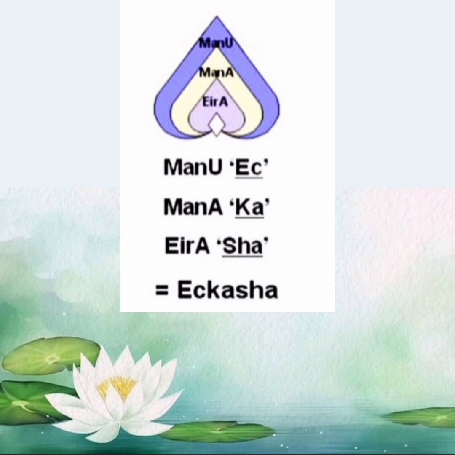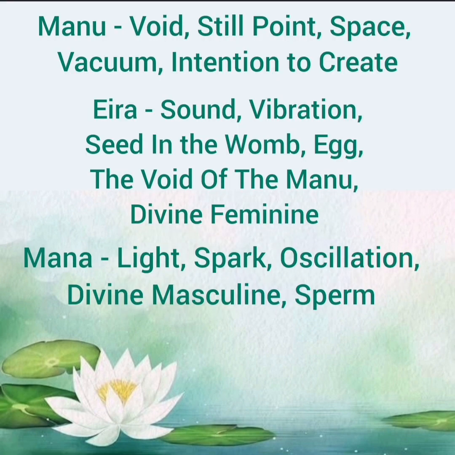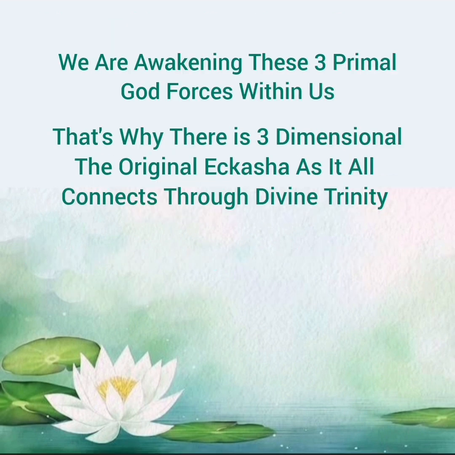So the Manu is the void, the vacuum, the intention, the focus, and the Ira is the sound, the seed, the divine feminine, the vibration. Then comes the Mana, which is the light, the spark. So this is Ikasha. Now what we are doing is awakening these three forces. That's why they are three-dimensional. The original Ikasha all connects to the Trinity.